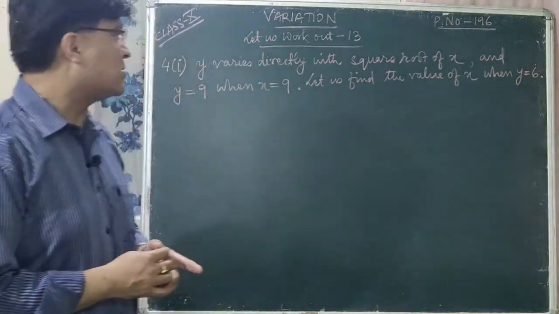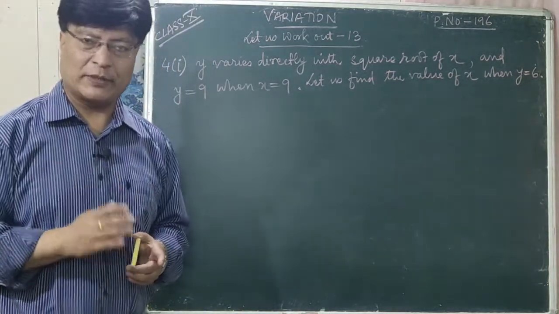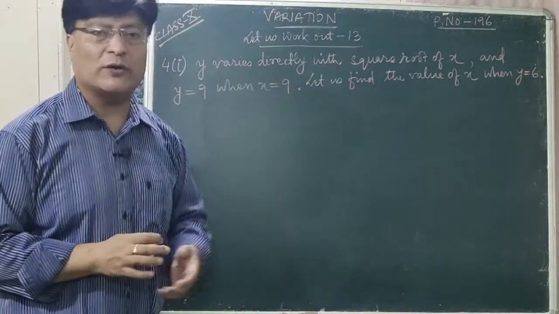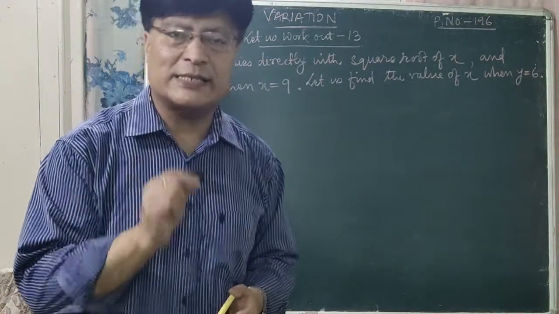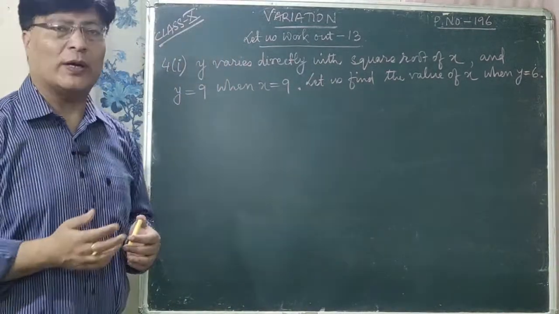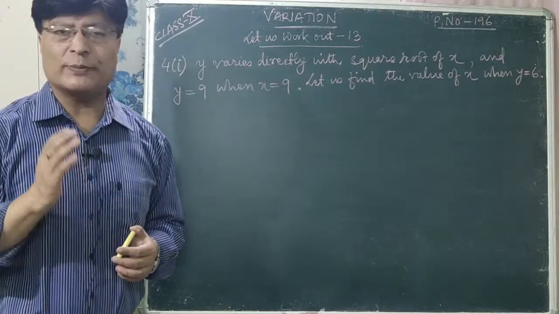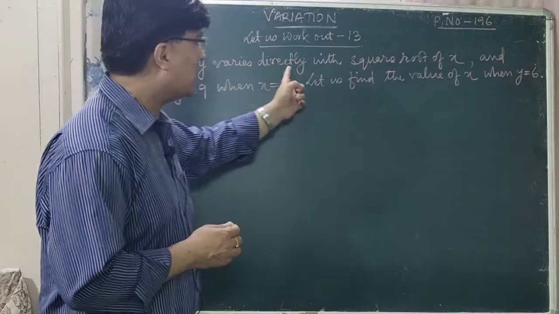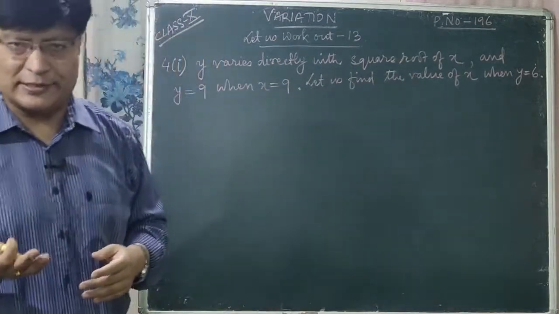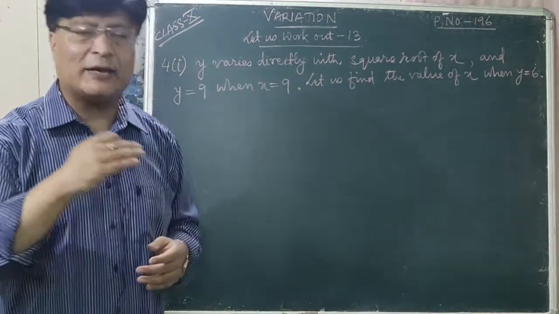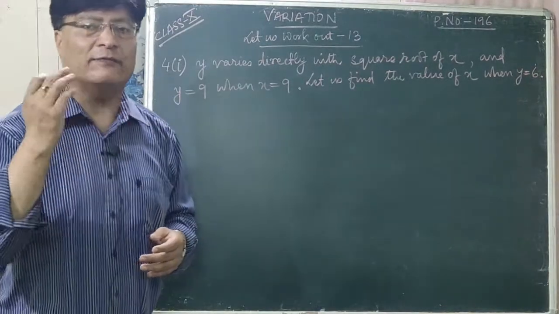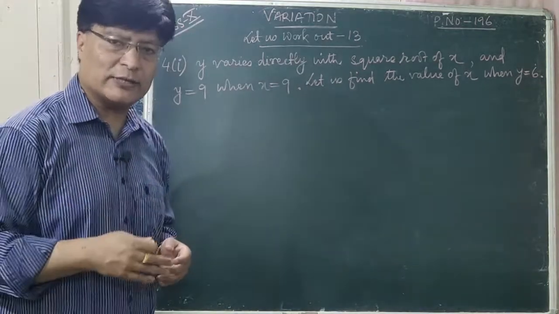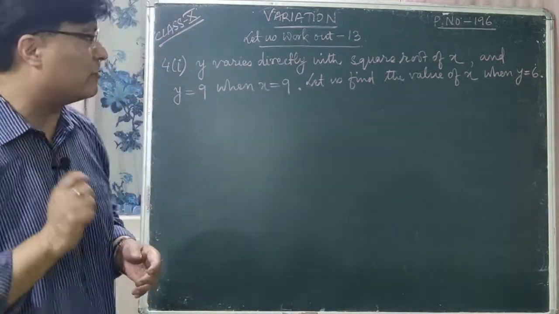So y varies directly with the square root of x. In the question it is given that y varies directly with the square root of x. That is, y is directly proportional with the square root of x. That is, y and root over x are in direct variation. Okay? So when y increases, x also increases. When y decreases, x also decreases.